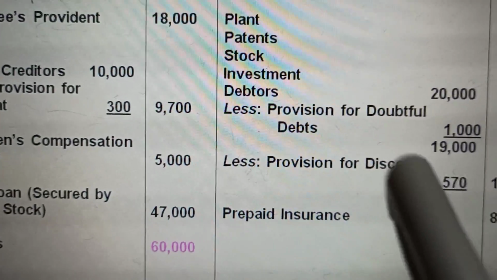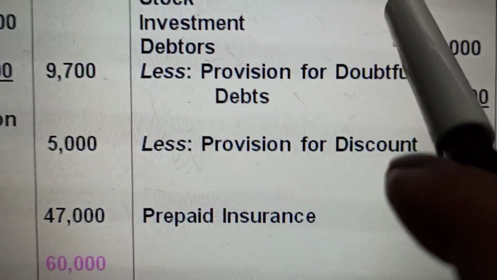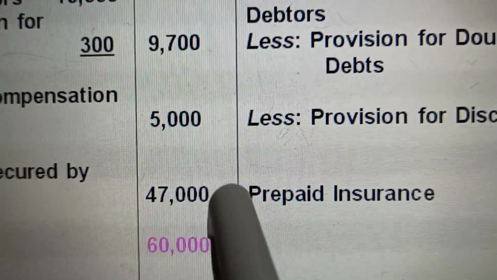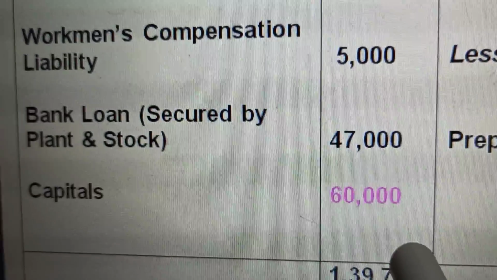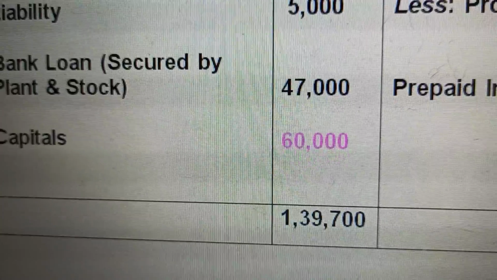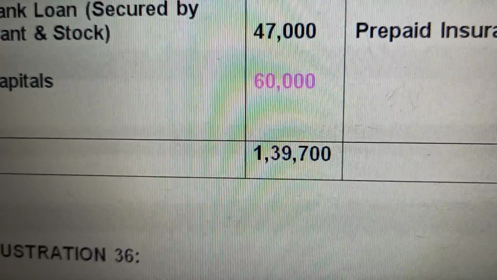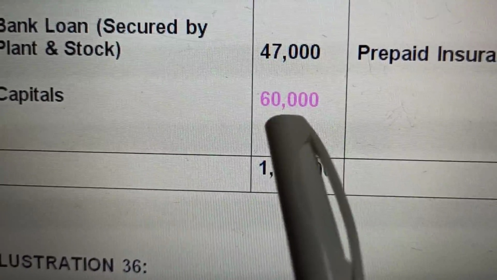So that means there is no cash shown here now, because the cash that was there has been paid, that has been used. And this is the capital of the remaining partner, 60,000. This will be shown in the balance sheet. Clear?